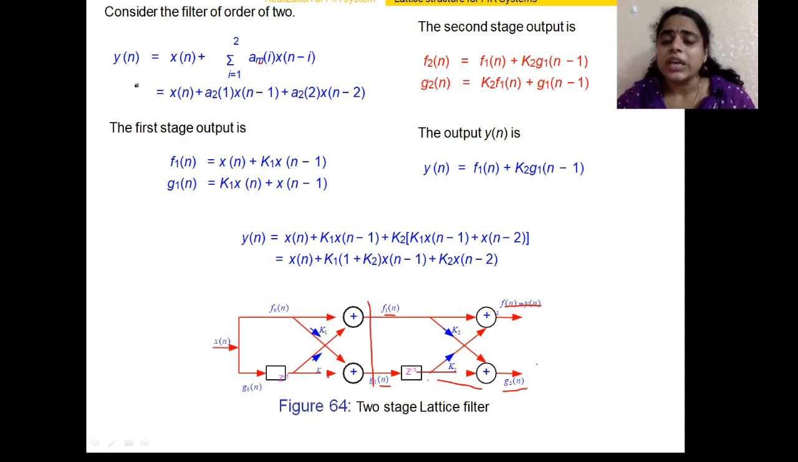If the system can be represented in cascade form, that means if you have two systems cascaded, H1(z) into H2(z) into H3(z), like that, if there are many systems in the form of multiplication, then those types of FIR system equations can be represented in the cascade form.